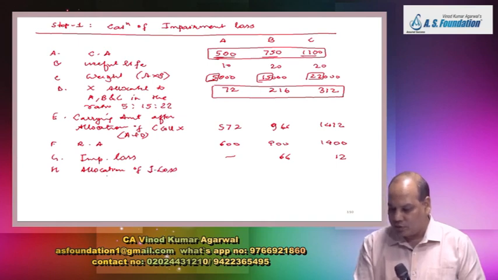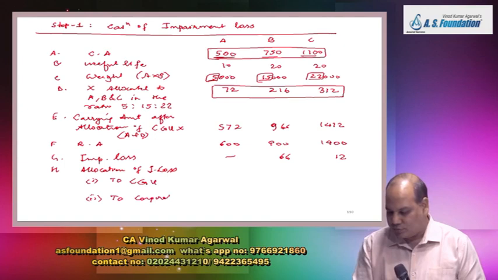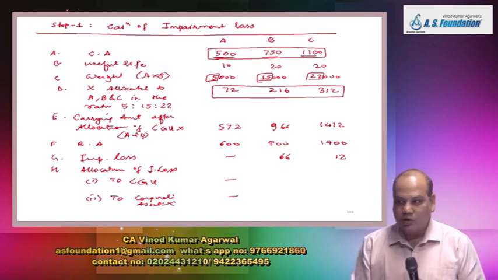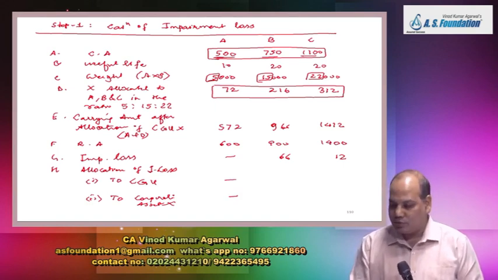Allocation of impairment loss under the two parts: first to CGU, and second to corporate asset X. Now how to present it? What is my impairment loss in this case? Nil, nil. First one, nil, nil, ignore.